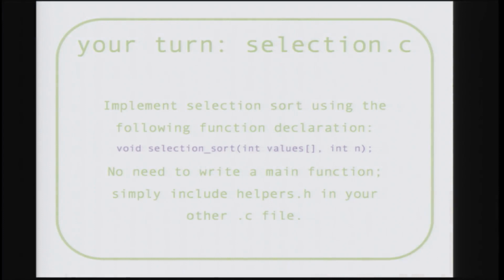So implement selection sort using the following function declaration. Again, this is taken from the problem set specification. Int values, brackets, is an array of integers, and int n is the size of that array. Selection sort is going to sort this array. So per our mental model of selection sort, we go through the list the first time, find the smallest number, put it at the beginning. Go through it the second time, find the second smallest number, put it in the second position if we want to sort in ascending order.